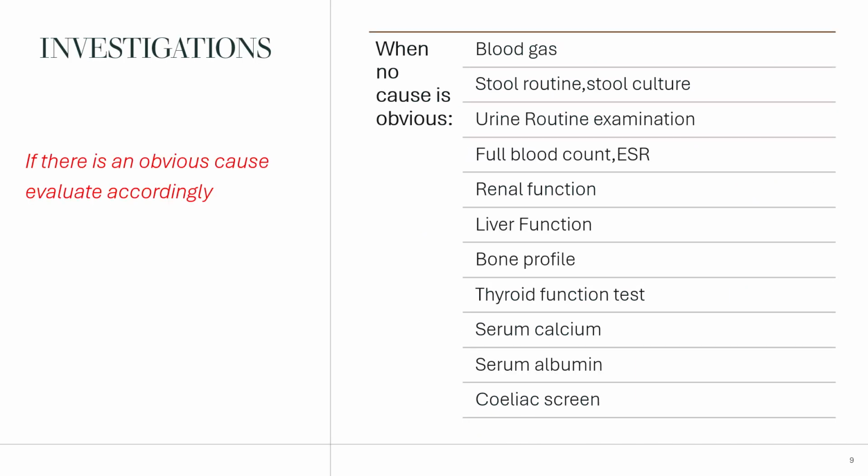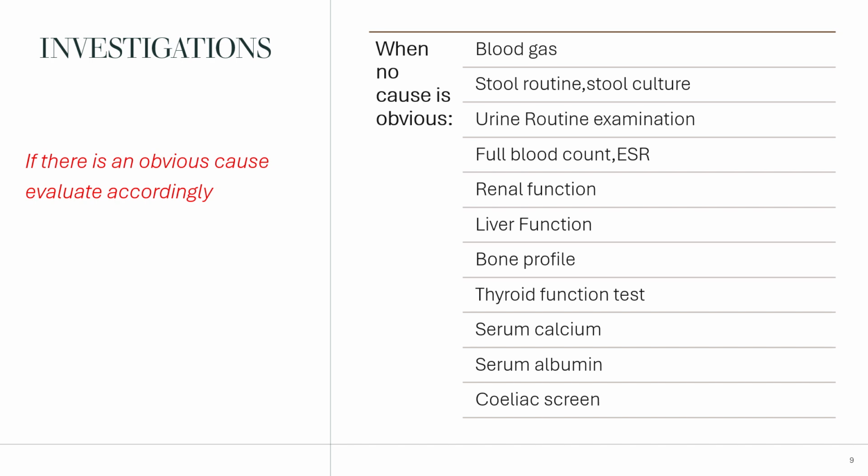What investigations you will do in such a child? If on examination and on history you have found out any specific cause, like for example celiac disease or cystic fibrosis or any cardiac conditions, you have to evaluate accordingly. And if there is no obvious cause, what investigations you will do?